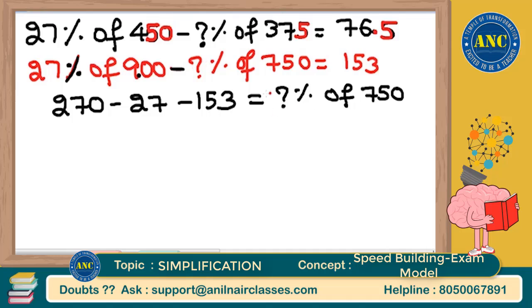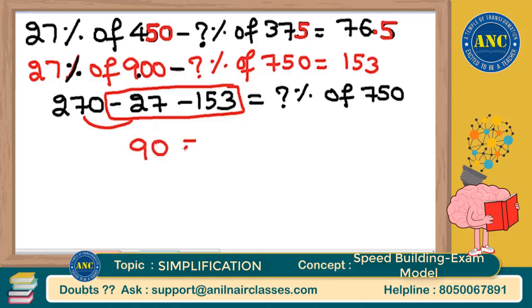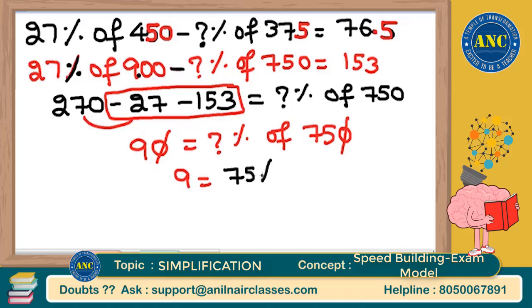Can I say that minus 27 minus 153 is minus 180. 270 minus 180 is 90. 90 is equal to question mark percentage of 750, or in other words, 0 will cancel. 9 is equal to question mark percentage of 75. I can also write A percentage of B as B percentage of A. 75 percentage of question mark is 9. I believe it is clear.